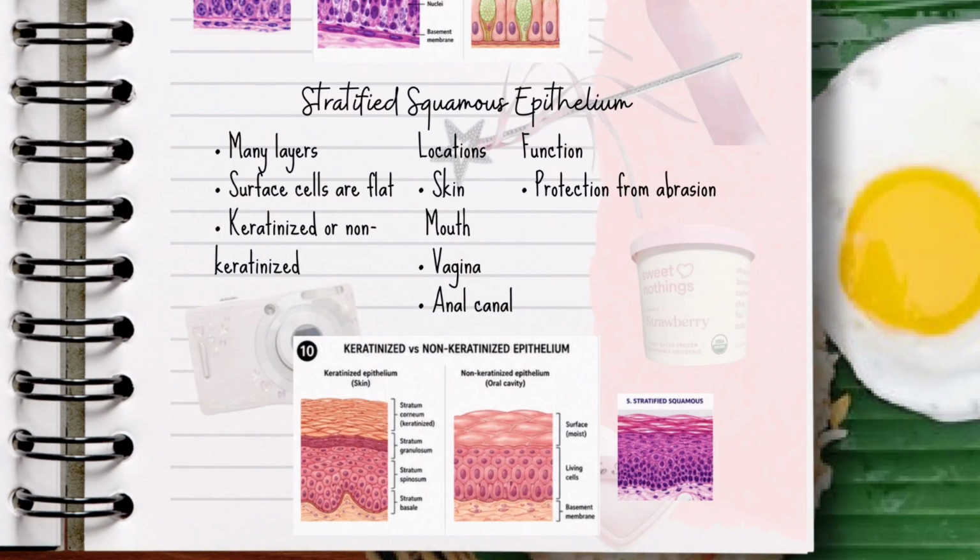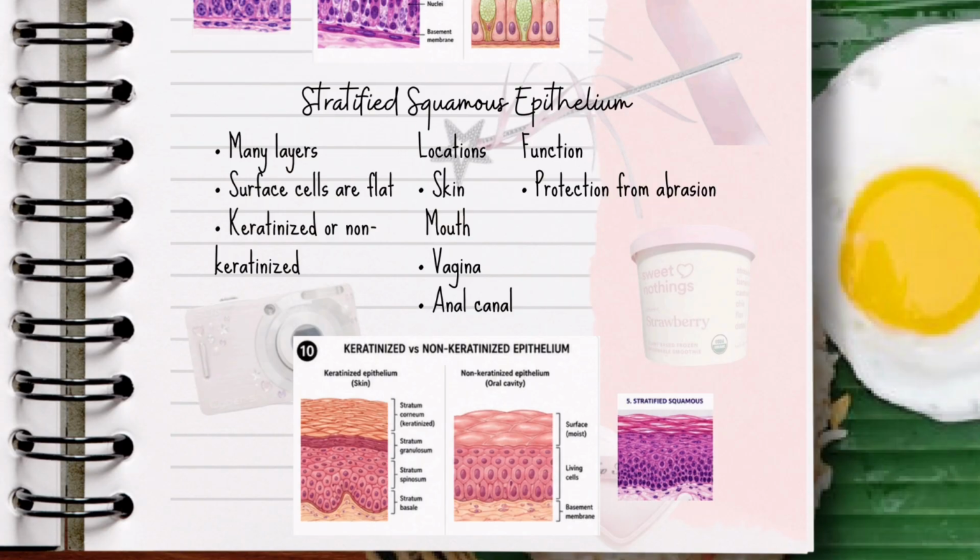Instead of a single layer, stratified squamous epithelium is made up of many layers of cells. As the surface cells wear away, deeper cells divide to replace them, allowing the tissue to continually renew itself. In the skin, the outermost cells become filled with keratin, a tough waterproof protein that strengthens the tissue and helps reduce water loss. This form is known as keratinized stratified squamous epithelium.